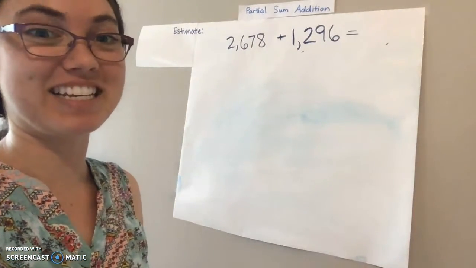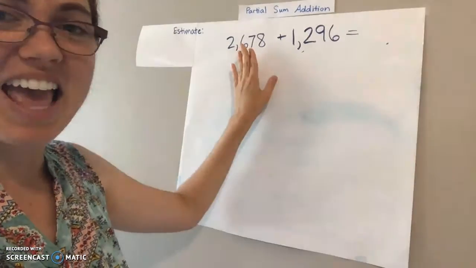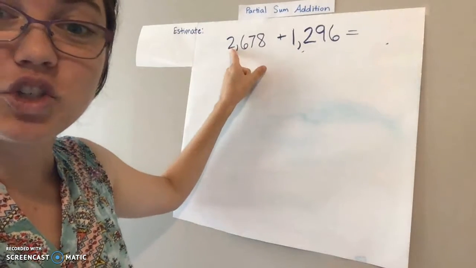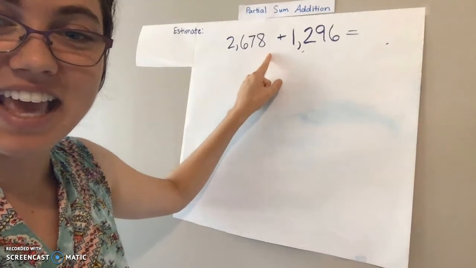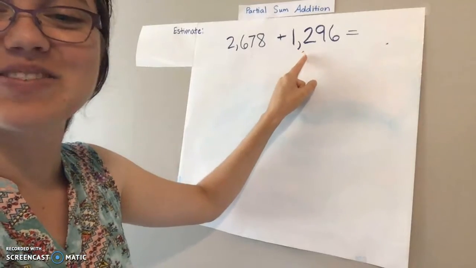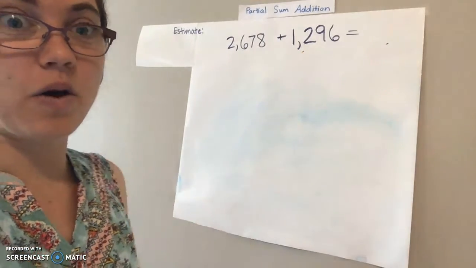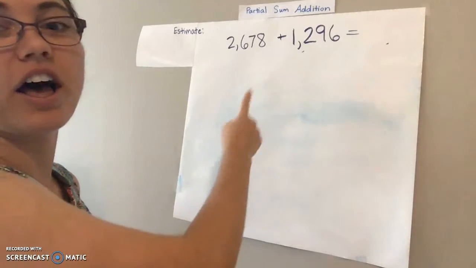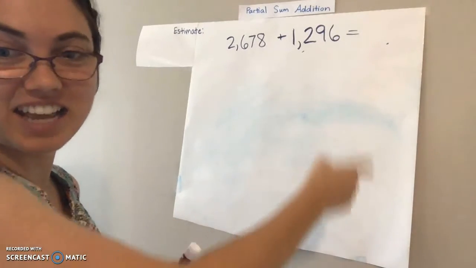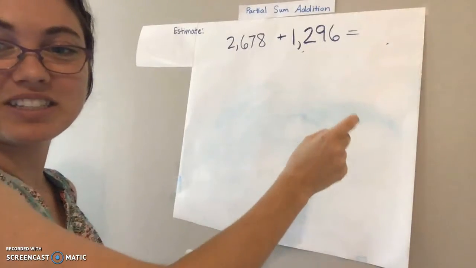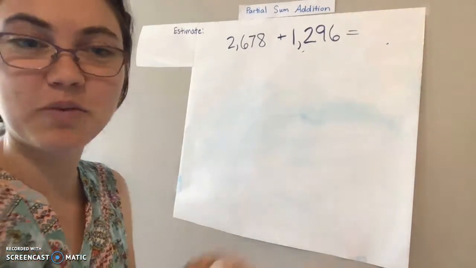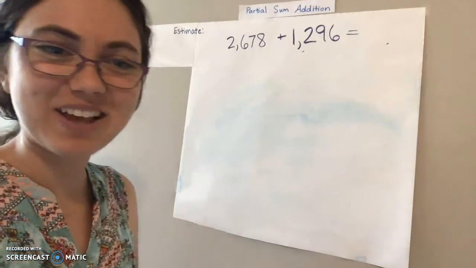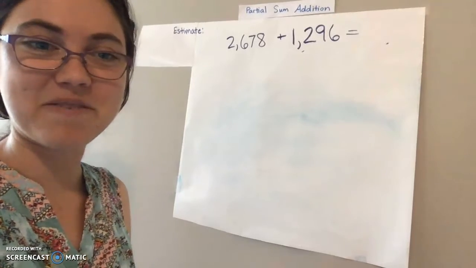Oh, that would be a much easier way to solve, because if I am going to be adding 2,678 plus 1,296, oh, those are huge numbers. Could you imagine trying to draw hundreds blocks and tens rods and little ones squares? Oh, that would take so long. What about a number line? Ooh, that would still take so long. What a long number line that would be.